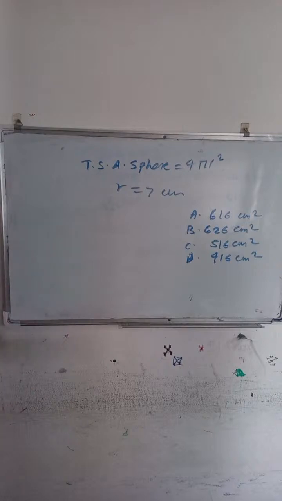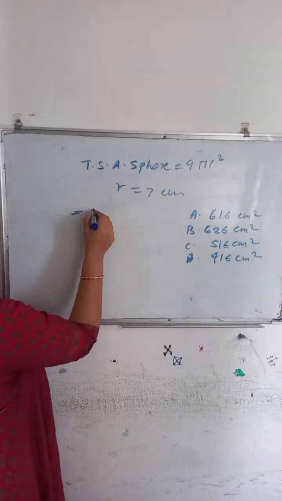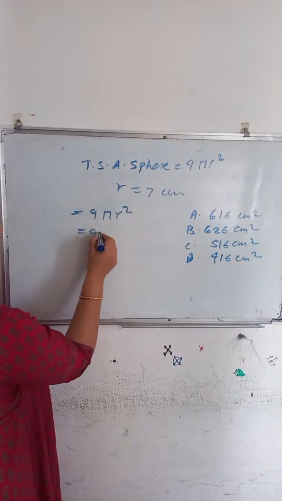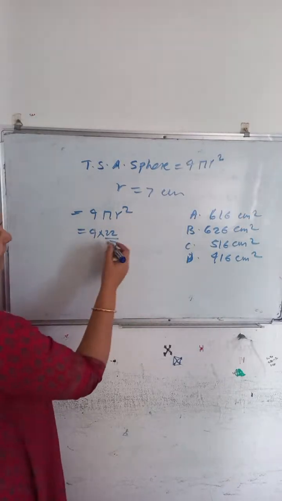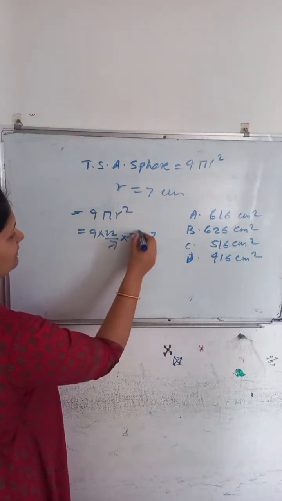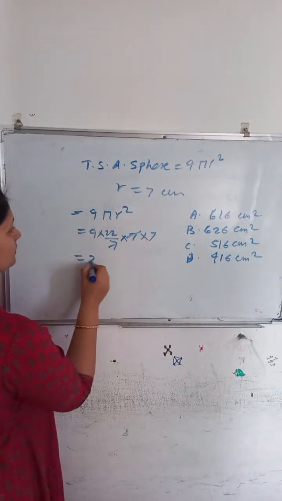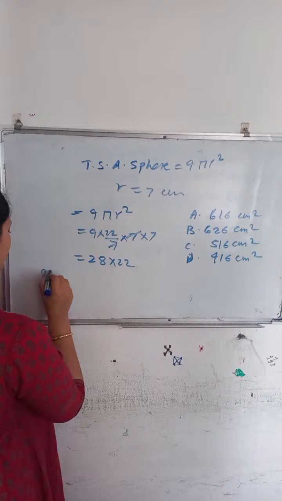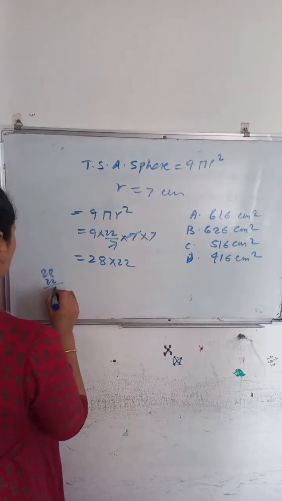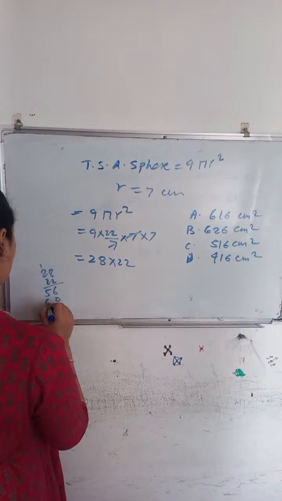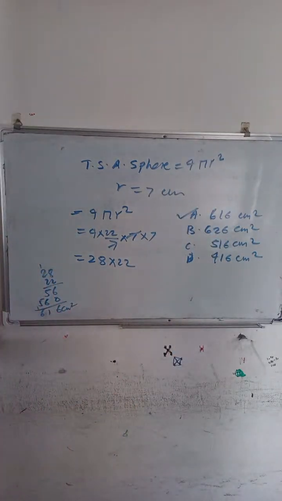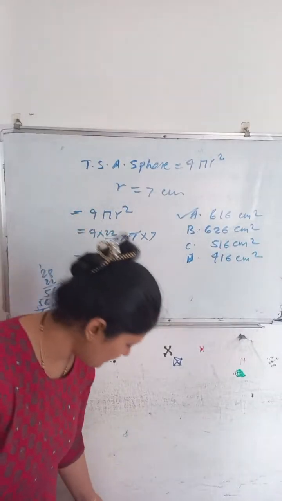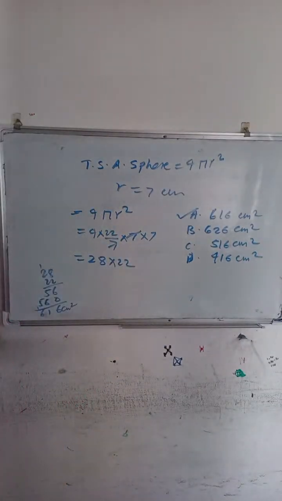The surface area formula we know, radius we know, calculate 4 pi r square. Pi is 22 by 7 because the value for pi is not mentioned, so we can take 22 by 7, and r is 7 into 7. 7 gets cancelled, into 22, so 22 into 28, that is 616. Option A is the correct option. Okay, option A is the correct option. Copy this one.